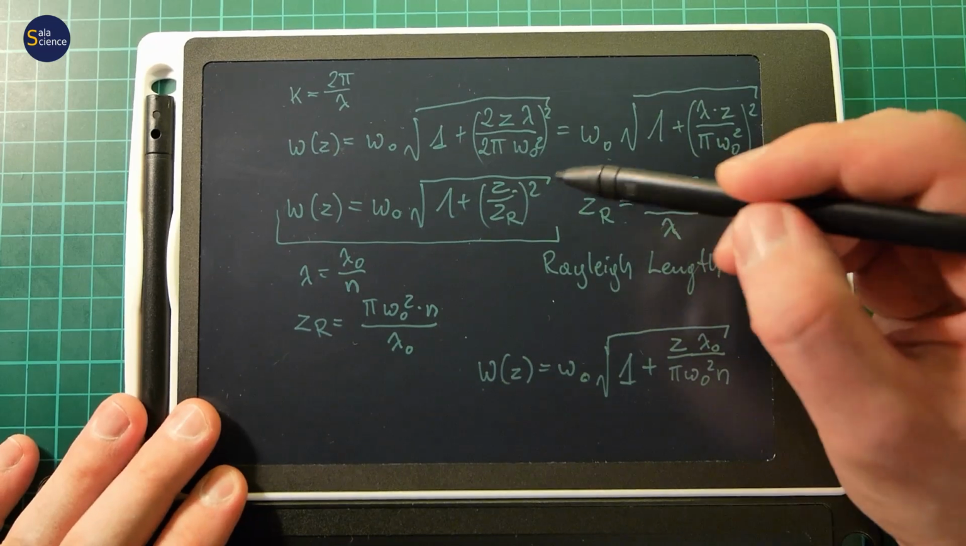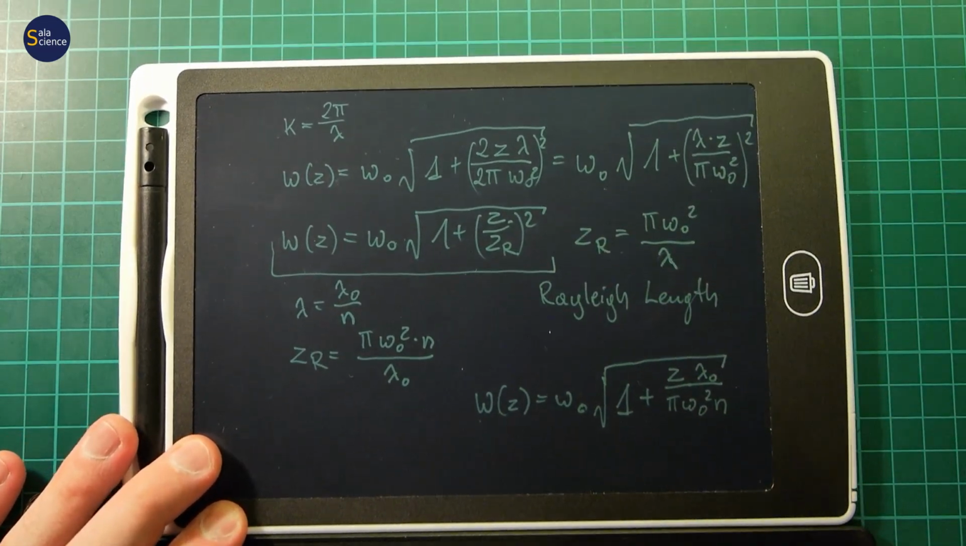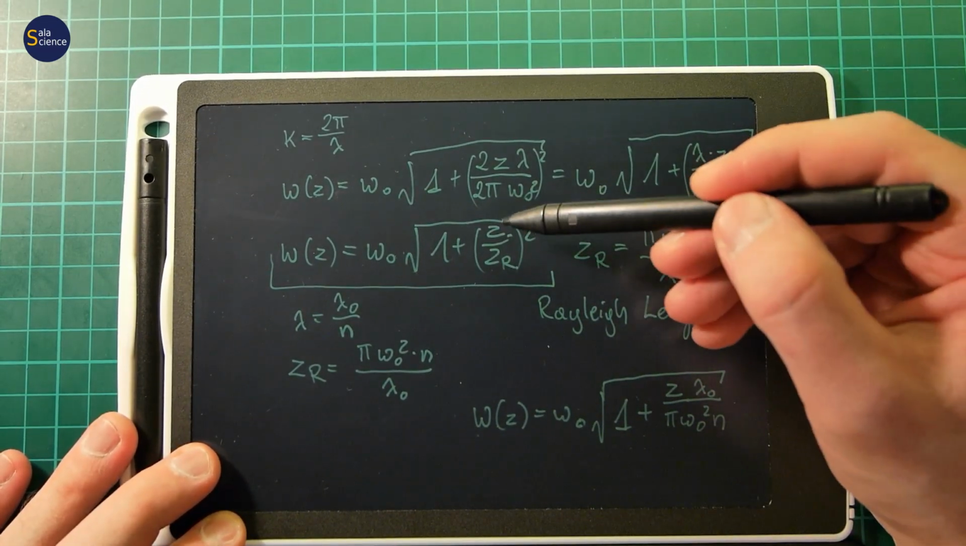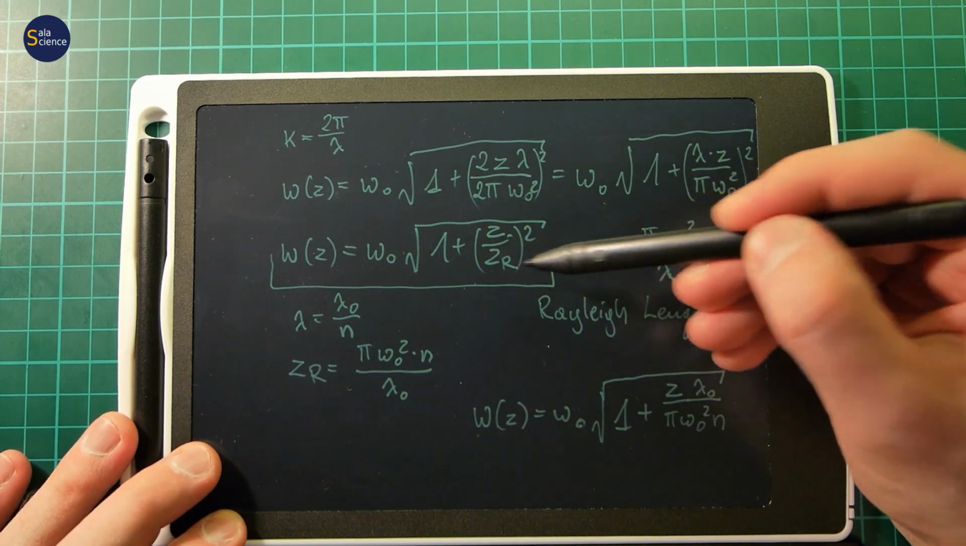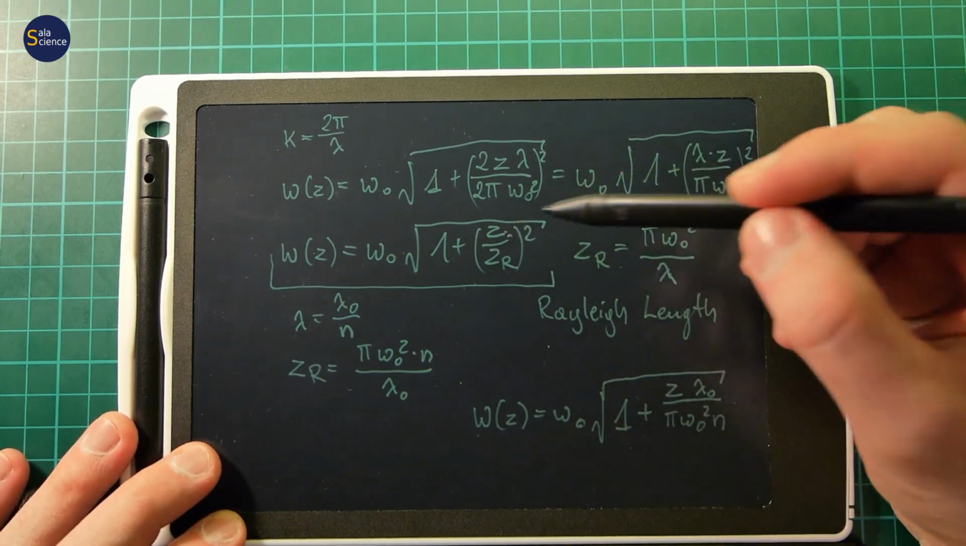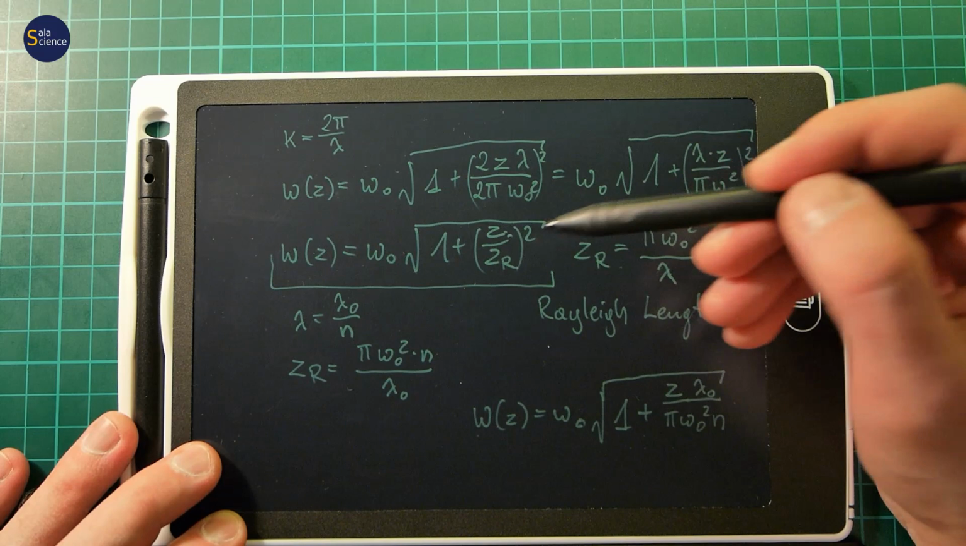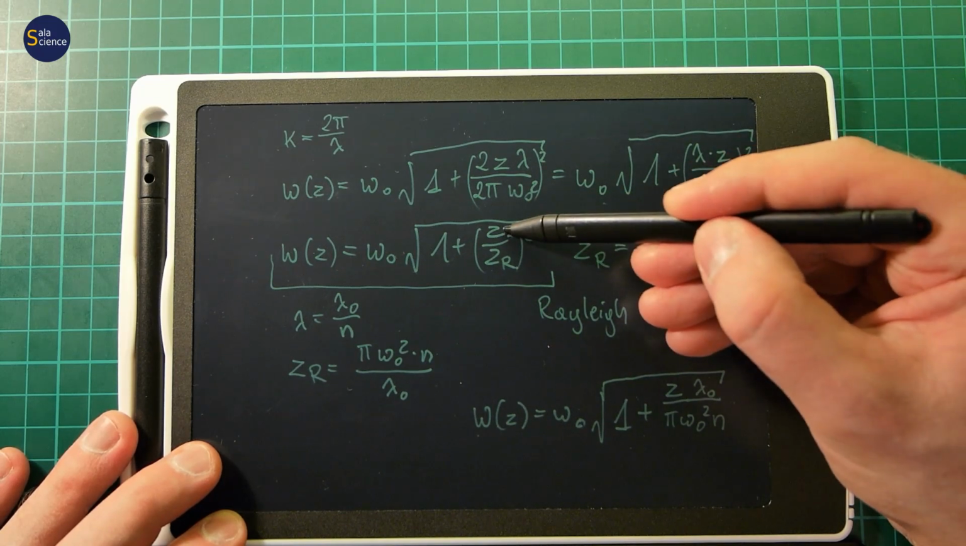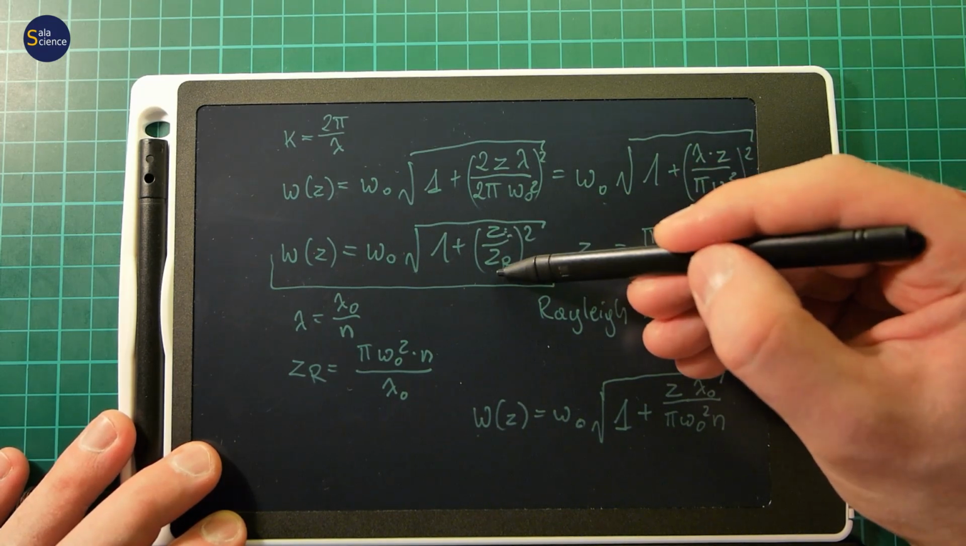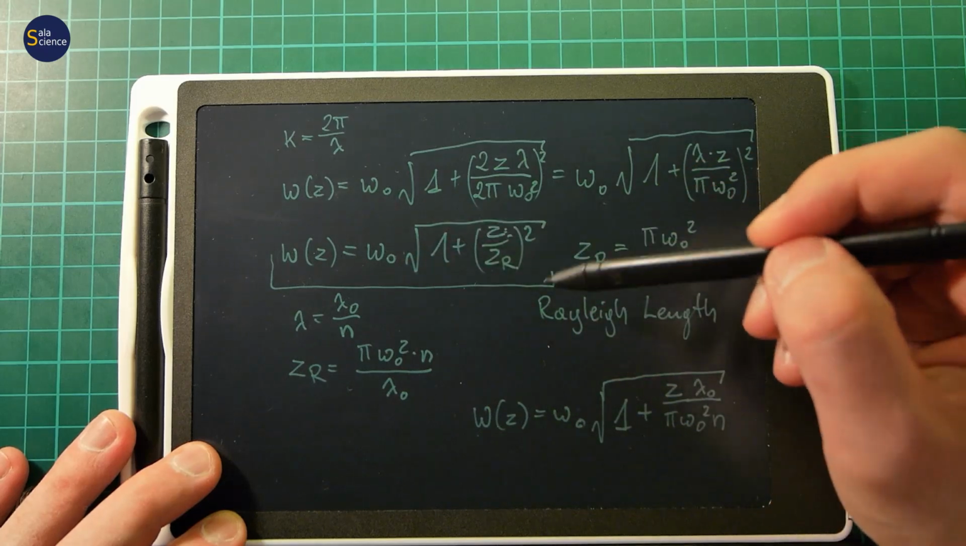Maybe now let's take a look at the Rayleigh length. What is Rayleigh length? If we substitute z with zr, so we are at the distance z which is equal to zr, then we have zr over zr, which is 1. So we have square root of 2.